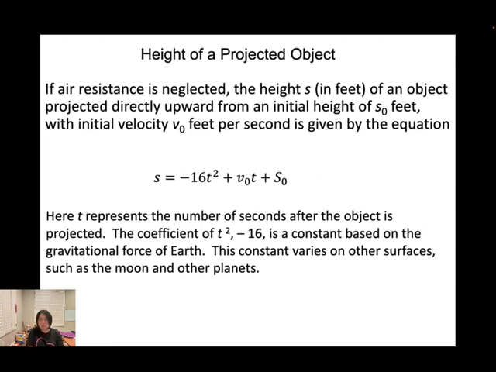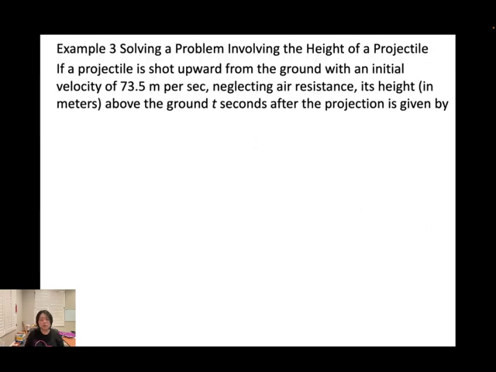When I project my object, they do have the time, right? That's the t, and this is in number of seconds. And then the negative 16 is just a constant based on the gravitational force of the earth. We know that we do have a gravitational force from the earth, right? The object is going to go down for sure. Okay, let's try an example.